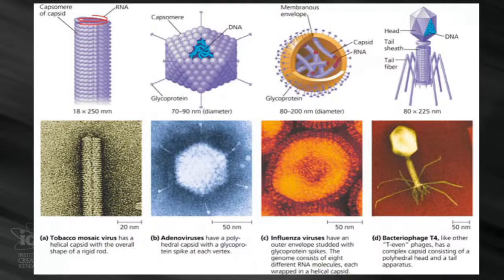And this is one of the most fascinating examples of viruses. And this right here, you can see is a bacteriophage. This happens to be T4. And it looks like a rocket ship. And that has particular significance for the intelligent design movement.